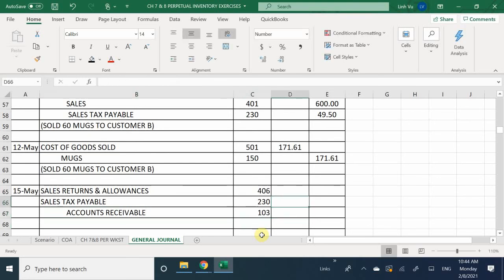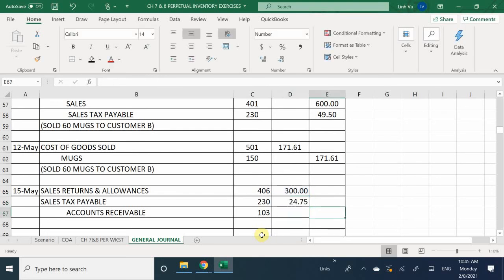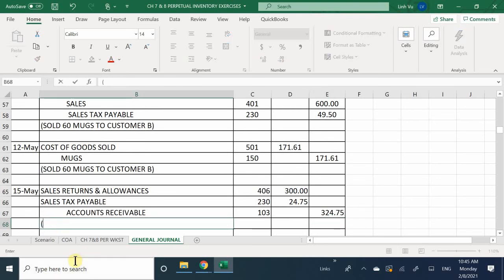So again, 103. So if I am making my sales returns, right? If I am returning 30 mugs, what was the original price I sold it to him for? $10. Good. So how much tax am I subject to have to give it to return or refund? $24.75. So how much in total value am I going to decrease the amount that customer B owes us? $324.75.